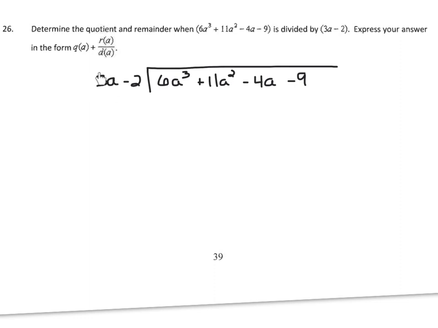You want to look at this 3a and say, what do I need to multiply this by to give me 6a cubed? So I need to multiply it by 2a squared. So I'm going to put a 2a squared on top here. And then I'm just going to distribute the 2a squared to both terms down here. So 2a squared times 3a would be 6a cubed. And then 2a squared times negative 2 would be negative 4a squared.